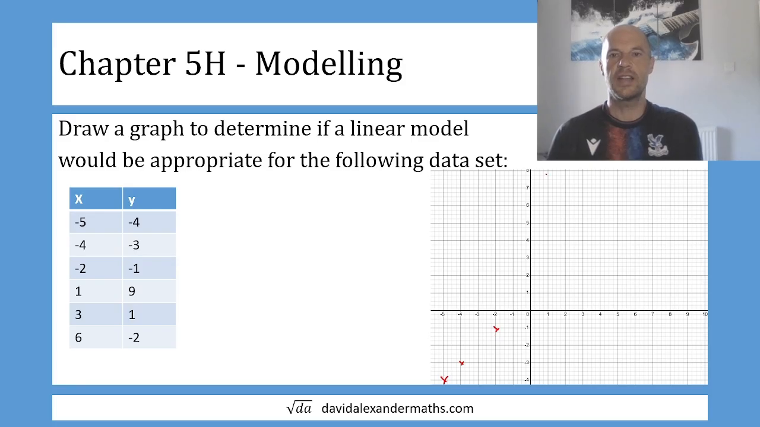1, 9. Okay, right, that's looking quite a bit off. 3, 1. Okay, that's also pretty off. And 6, -2. Okay, so here we can see these data points are completely all over the place, so therefore a linear model would not be appropriate.